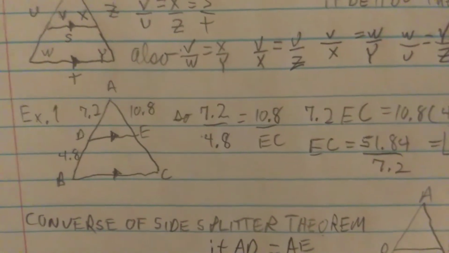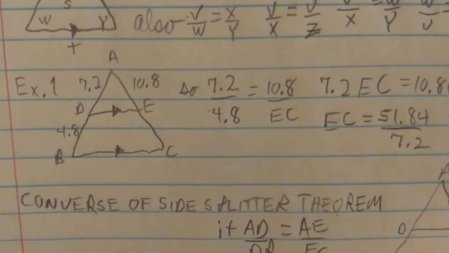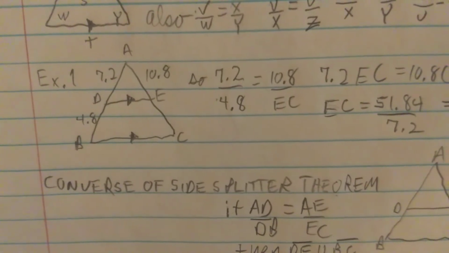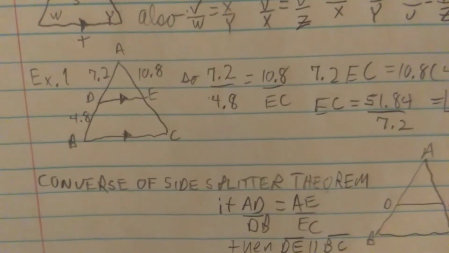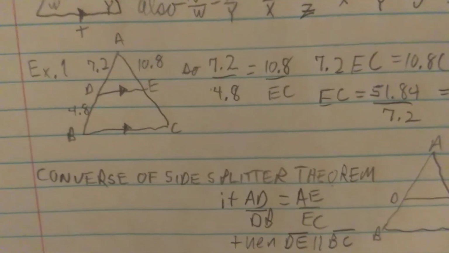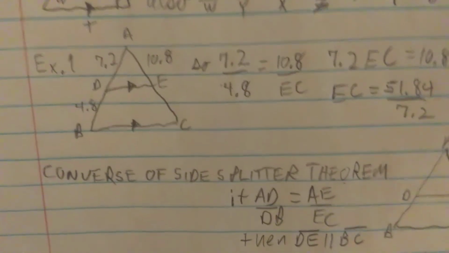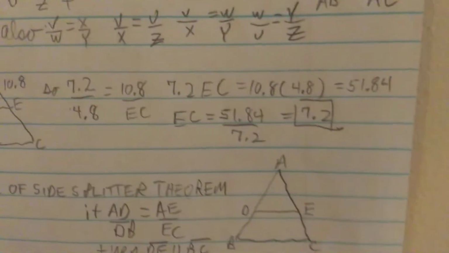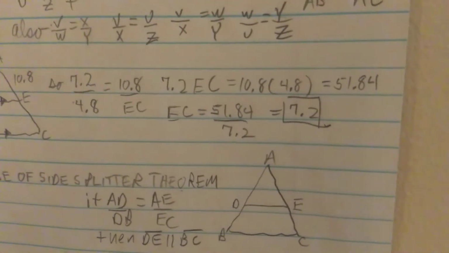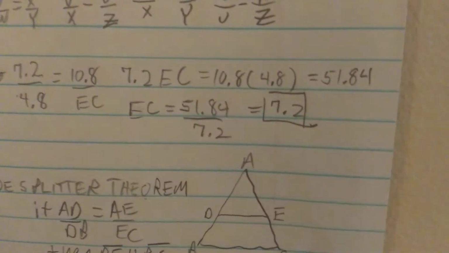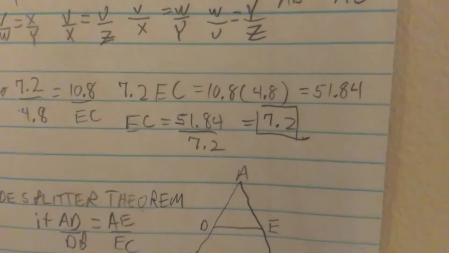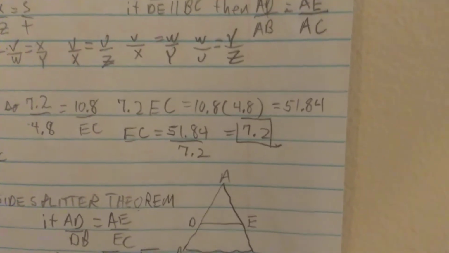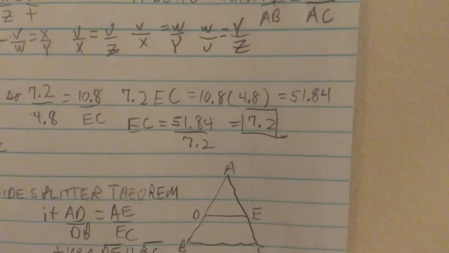Okay, so for example 1, we have AD on the left side, 7.2, DB equals 4.8, AE equals 10.8, and EC is our x. So top part 7.2 over bottom part 4.8 is proportional on the other side to 10.8 over the bottom part EC. And cross multiplying, we have 7.2 EC is equal to 10.8 times 4.8, which is 51.84. And dividing both sides by 7.2, we have 51.84 divided by 7.2, which is 7.2.